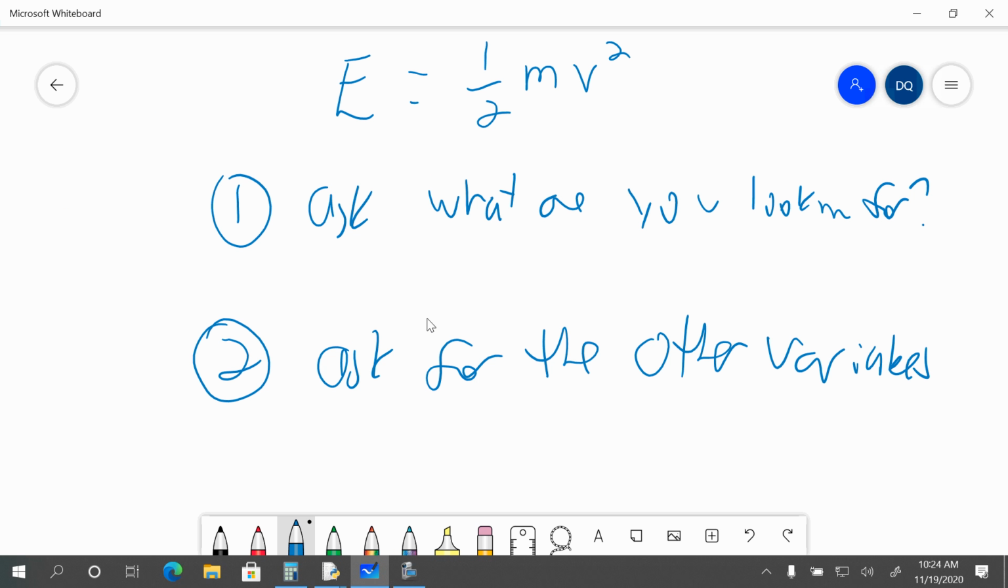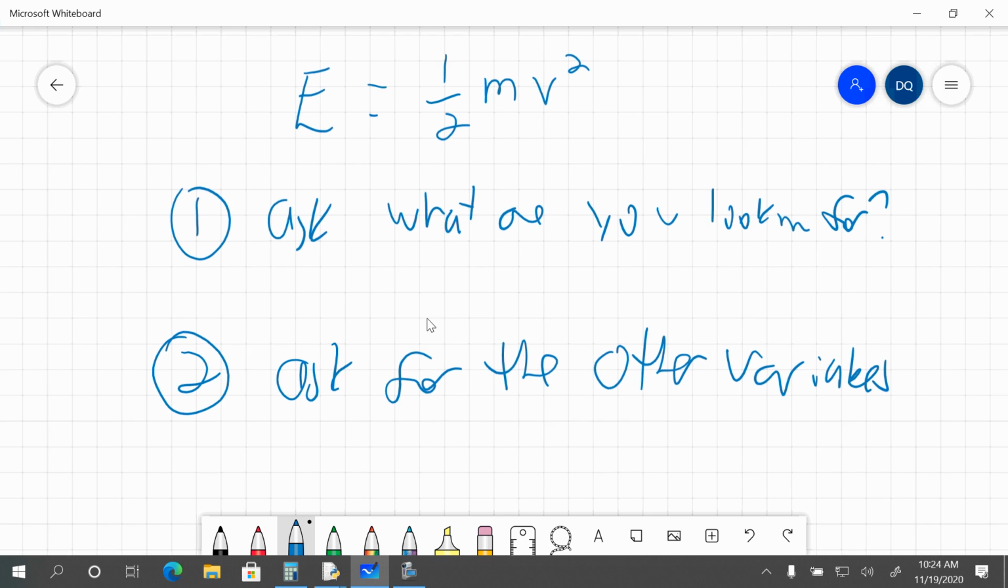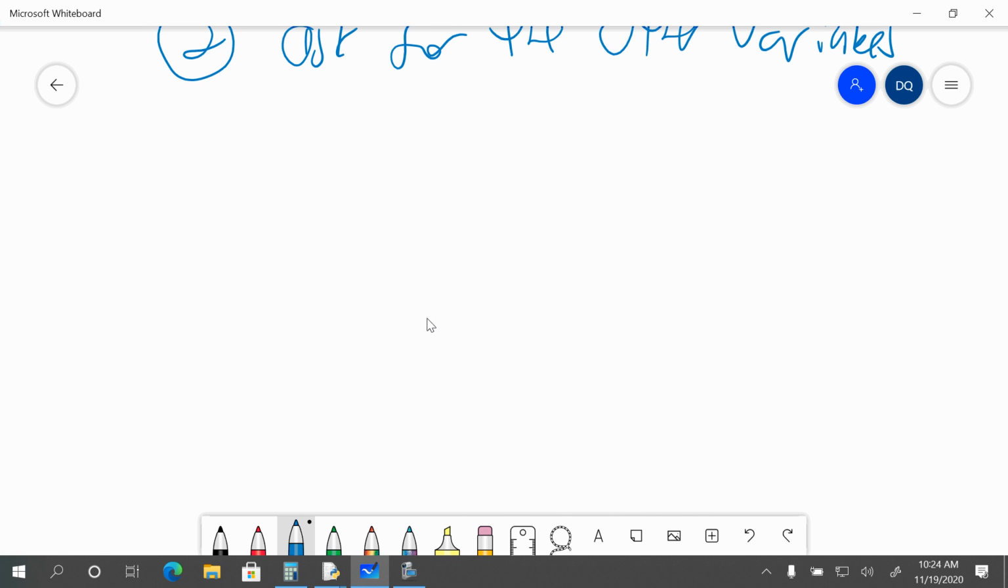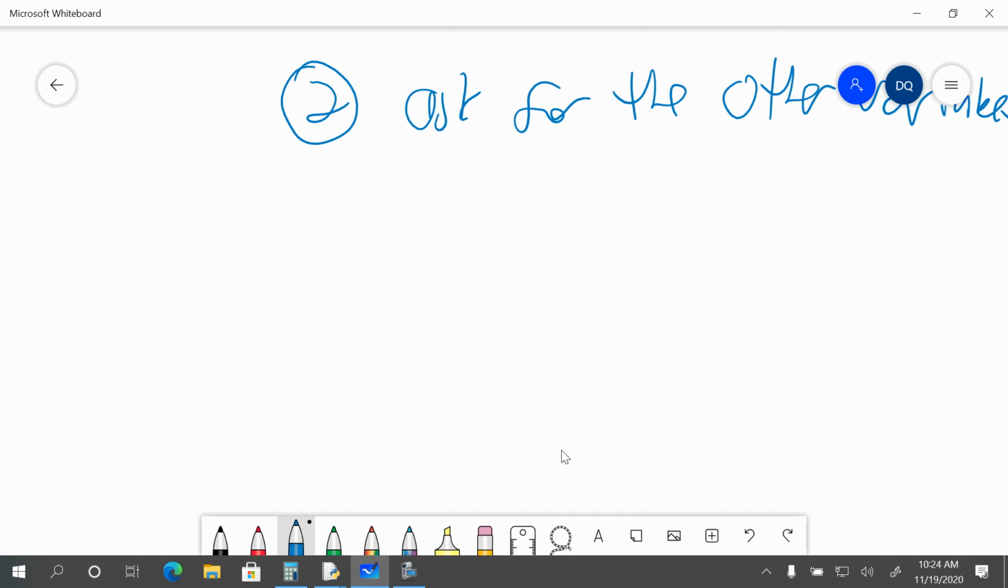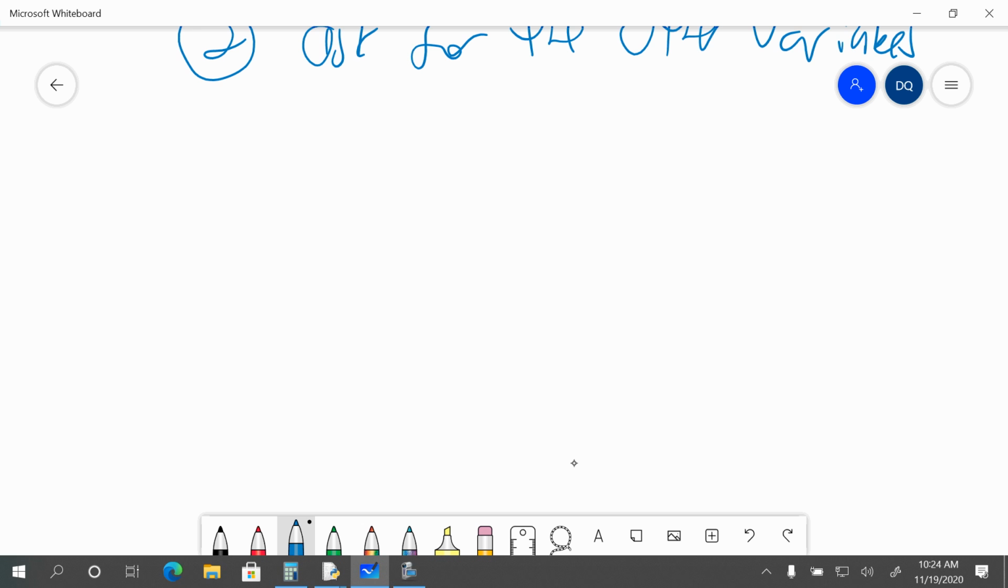Okay, energy is 1/2 of mv squared, and we're looking for the mass. We've got to do a little bit of math here. The opposite of multiplying by a half is multiplying by 2, because multiplying by a half is dividing by 2. So I'm going to multiply both sides by 2, so I have 2 energy is equal to mv squared.